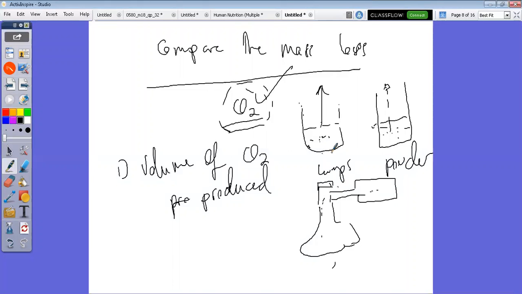But remember, the acid concentration has to be the same. Everything else has to be the same. Clear on that? I think we've tried to make it very, very clear there.